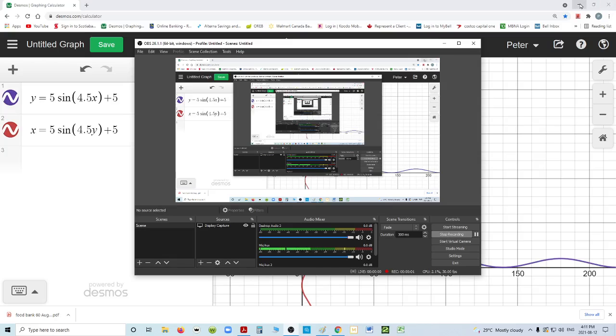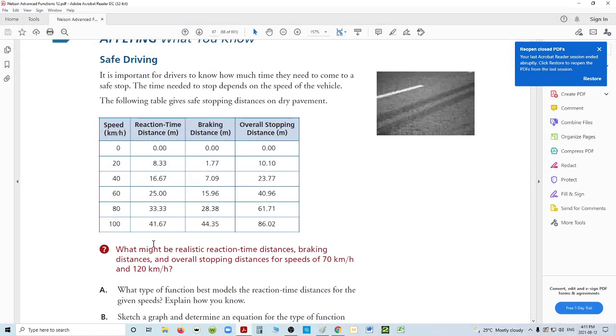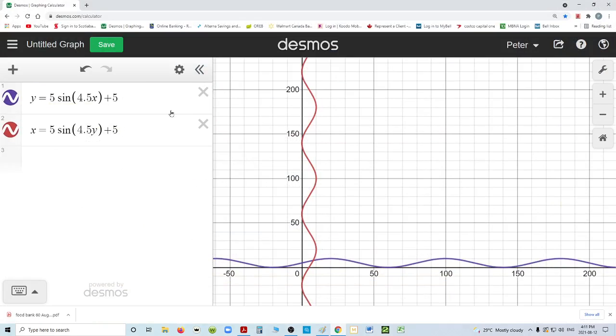We're going to get right into 2.1, which is instantaneous and average rate of change. So average rate of change, if you look at rate of change, it's really about the slope. And as I've covered with you, it's a slope of a line.